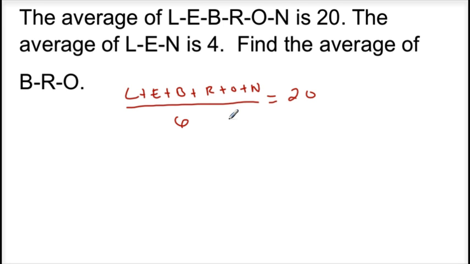So now how do I find the total of this? Multiply by 6. Beautiful. So if I multiply this all by 6, I'll find the total of L plus E plus B plus R plus O plus N, which is equal to 120. Let's do the same with LEN.